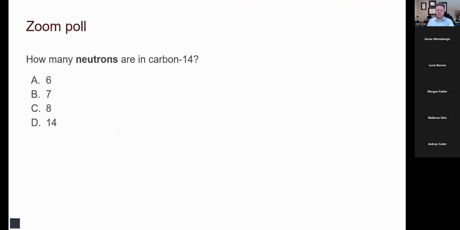Okay, great. So this poll question, how many neutrons are in carbon 14? I'm going to end the poll and share the results. The most popular answer was the correct answer, and that is 8. I stop my share because now we've got another question, mid-question number 3: how many electrons are in a neutral atom of carbon 14?